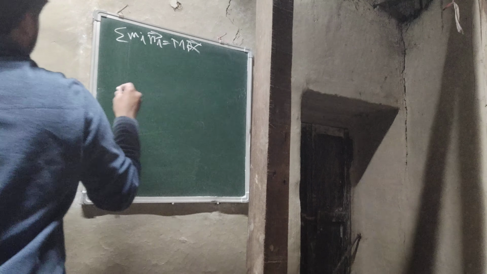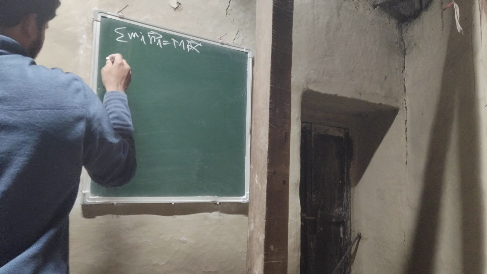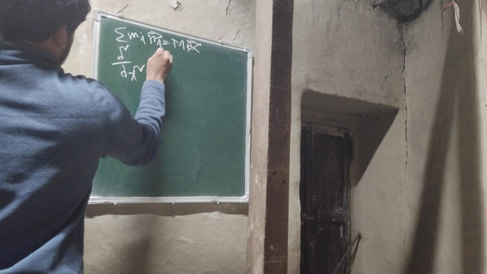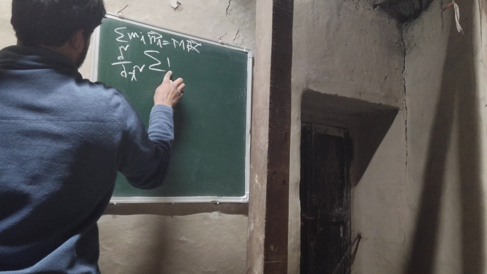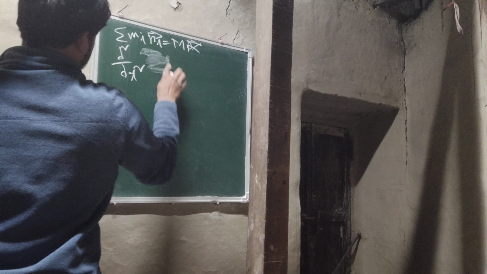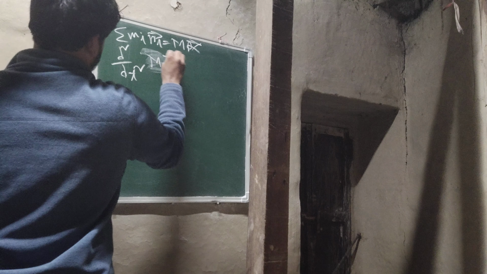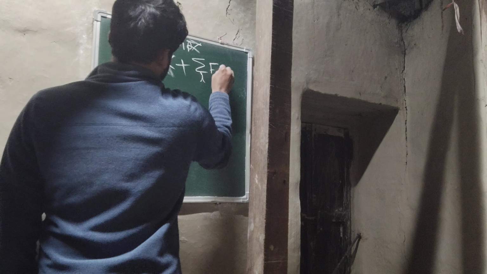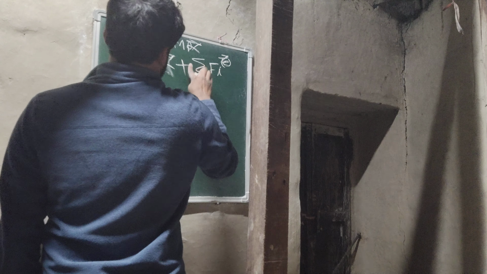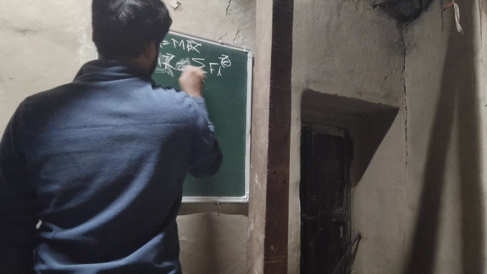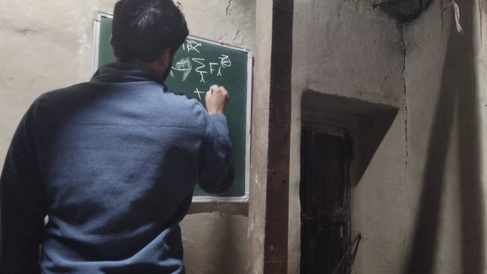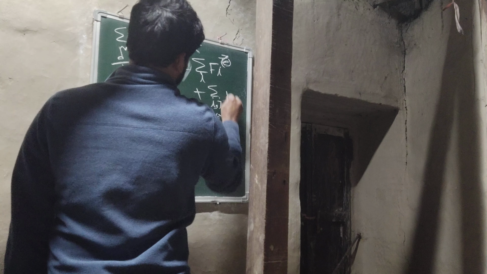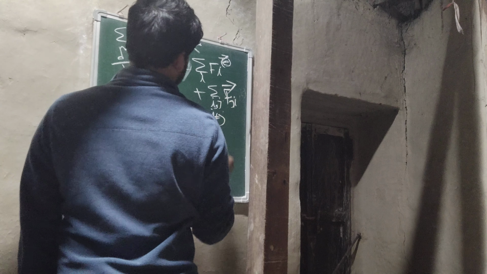We write this value in equation 1. We get d2/dt2 of M R vector equal summation F_i^e vector plus summation over i, j, i not equal to j, F_ji vector.